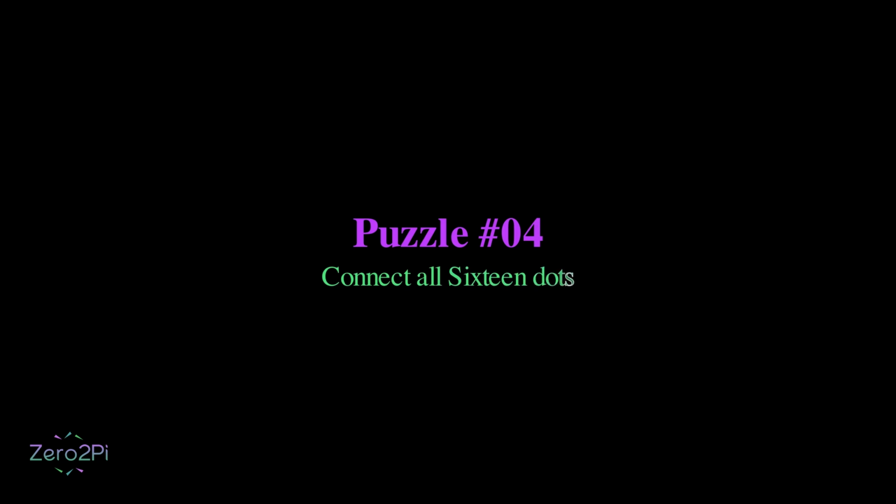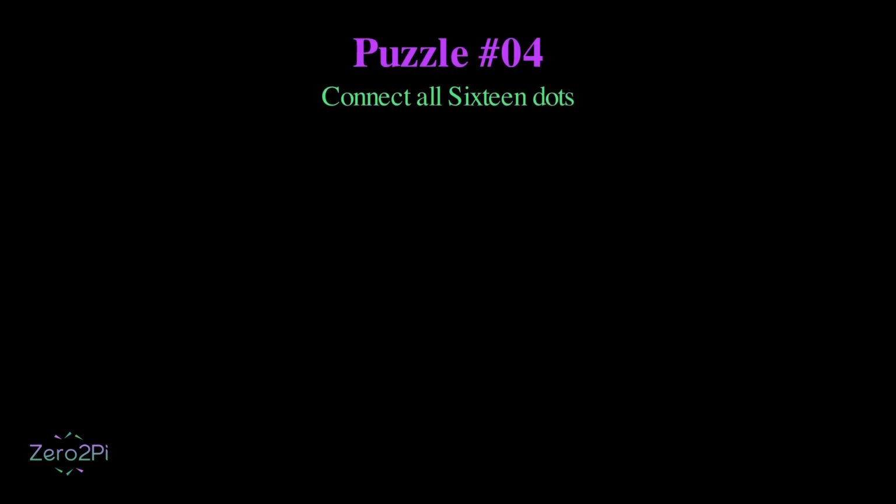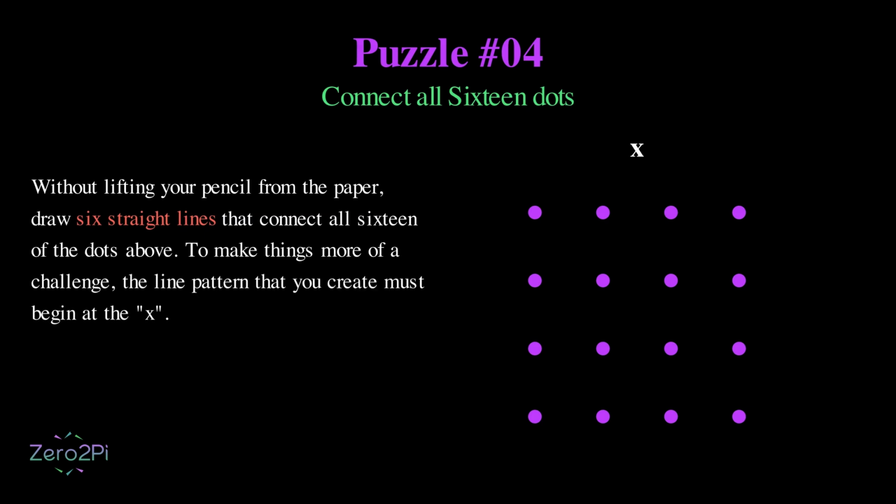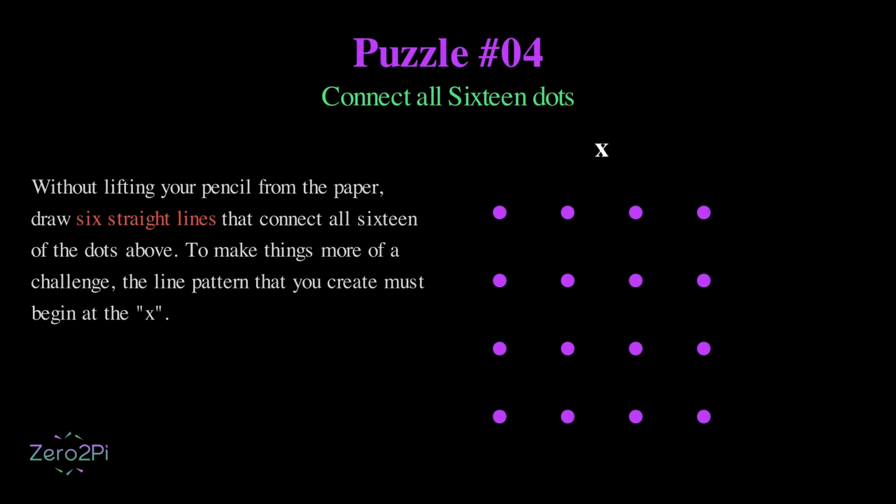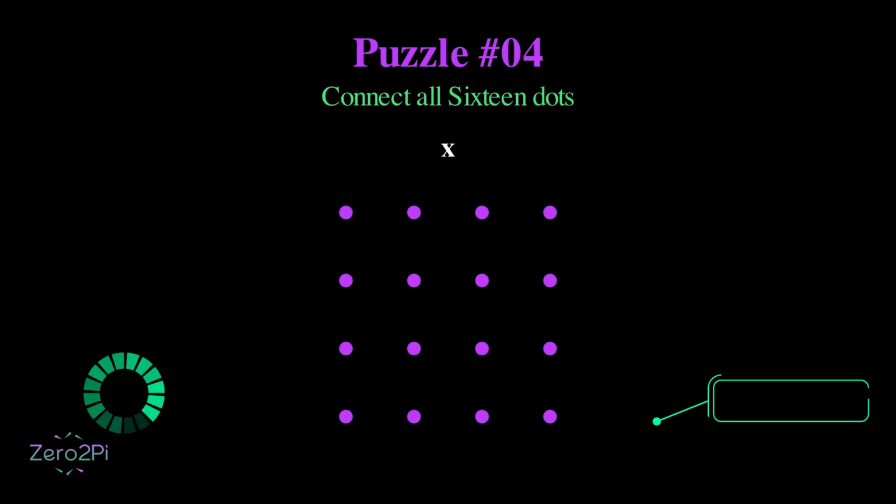Moving to our fourth puzzle, connect all the 16 dots. We have 16 dots arranged in a 4x4 grid with an X marker above the center. The problem statement says that without lifting your pencil from the paper, draw 6 straight lines that connect all of the 16 dots. To make things more of a challenge, the line pattern you create must begin at the X. I'd again encourage you to pause the video and see if you can figure it out on your own.